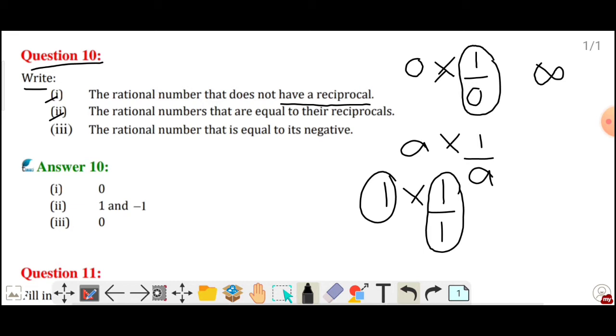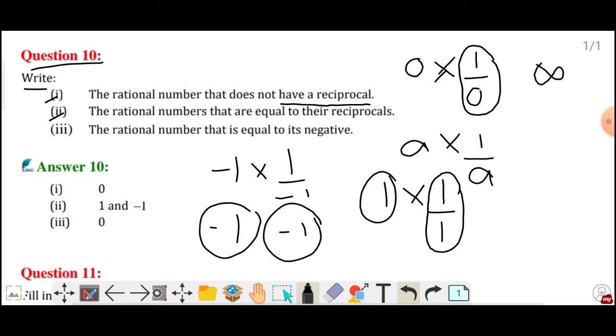One more example is there. Minus 1 into 1 upon minus 1. Its value is minus 1. 1 by minus 1 means it is also minus 1 only. The number and the reciprocal number both are the same. Therefore, 1 and minus 1 are the two numbers which are equal to their reciprocals.